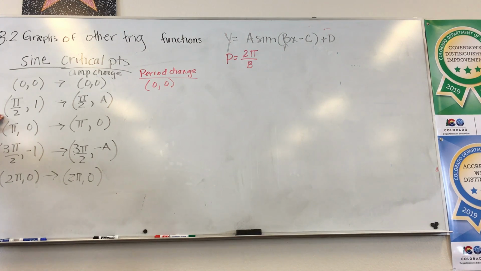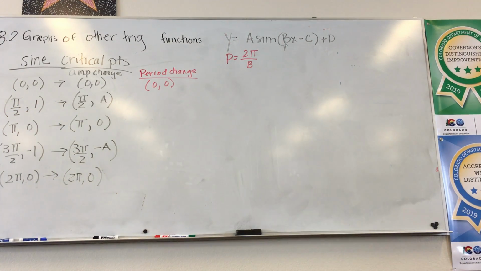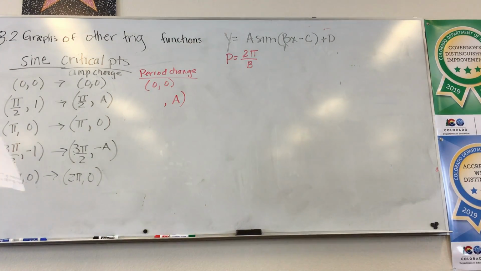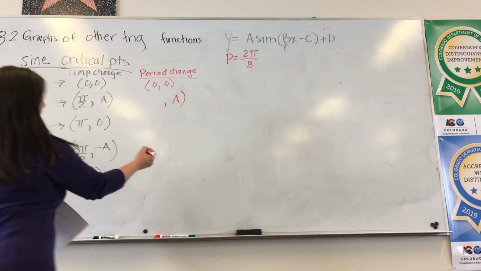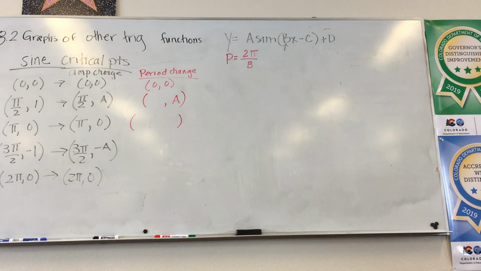If I look at this guy, the x value is going to change. We're going to leave the a in, now that we know about the a, because the period changing doesn't change the amplitude. So we're going to leave our a values in there. Now we have to decide about the rest of these guys.